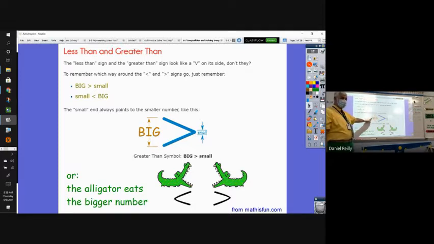Some people use this to remember that the bigger number is on the bigger side of the symbol, and the small side of the symbol, the pointy end, is to the smaller number. Other people use the alligator. Mr. Conklin doesn't like the alligator, I'm told. I don't know why. I like the alligator. The alligator eats the bigger number, right? So this is greater than, the bigger number would be on the right. This symbol is a less than. This one is a greater than, the bigger number is on the left. The alligator eats the bigger number, okay? So greater than and less than, those are these two symbols.